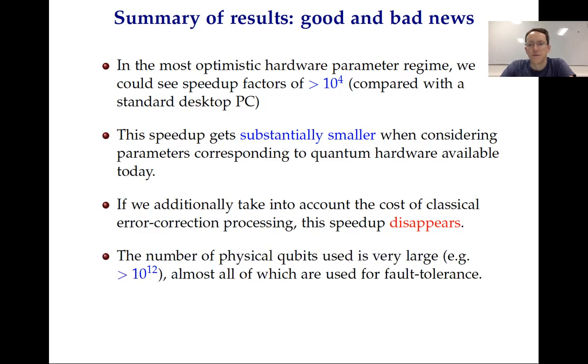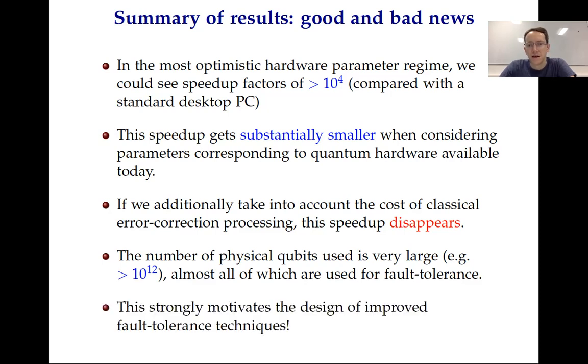And also the number of physical qubits that we use is very, very large, e.g. bigger than 10 to the 12. So as some of you may know, if you have a quantum computer that runs an algorithm based on fault tolerance, then it runs on a certain number of logical qubits, but these are implemented via a much larger number of physical qubits, which are the ones on the real device. And almost all of the physical qubits are used for fault tolerance. And in this case, we have very many of them if we want to achieve this sort of speedup. So this gives us a lot of motivation to come up with better fault tolerance techniques.